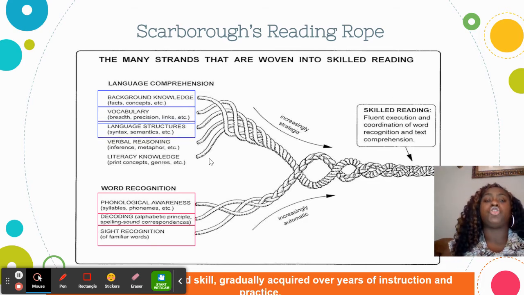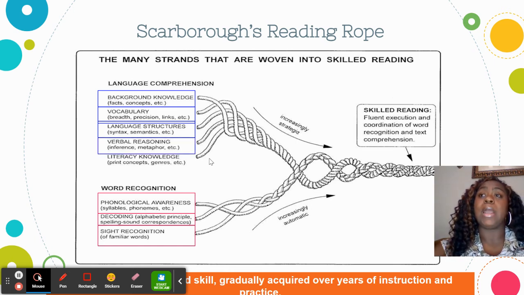Now, when I think about language structure, we know that the English language has patterns and rules to the way we order our words. And so we must be really knowledgeable of how words are organized within a text. And so just laying that foundation with students will help them comprehend the text.